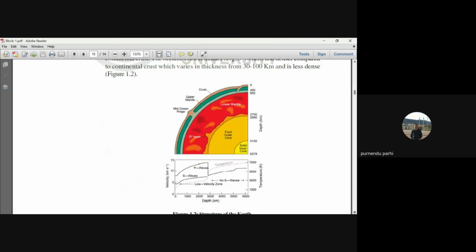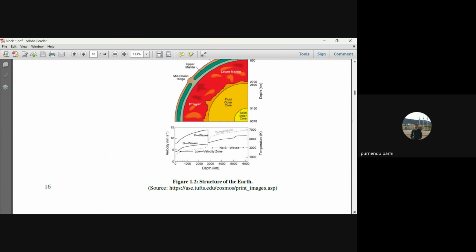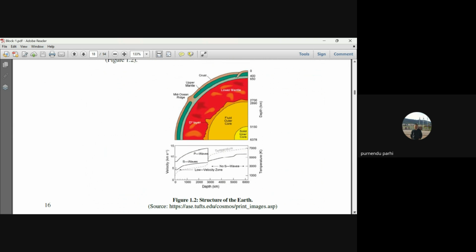So this is the diagram where you can see the structure of earth depending on the inner core, the outer core, and the mantle which are present. They have differentiated that with the depth, how things are changing from crust, mantle, and core.